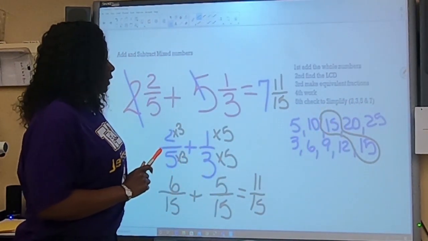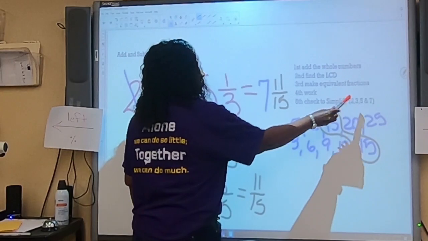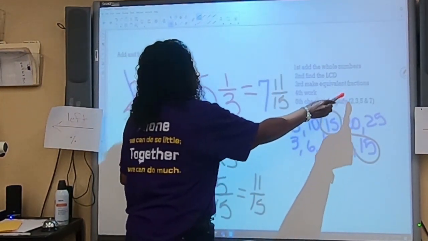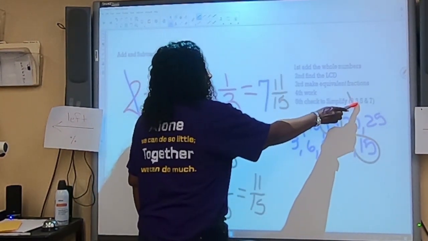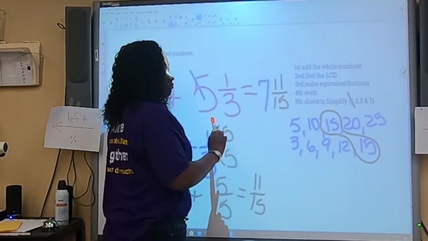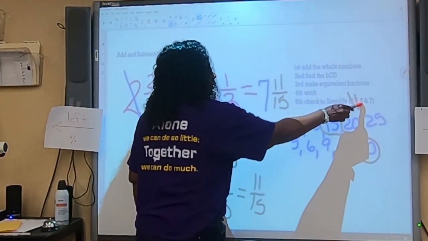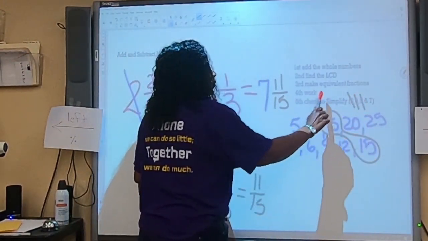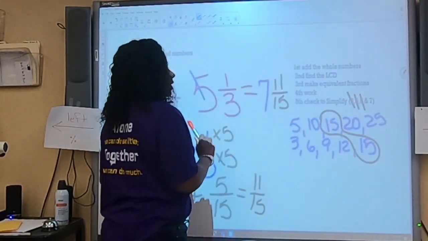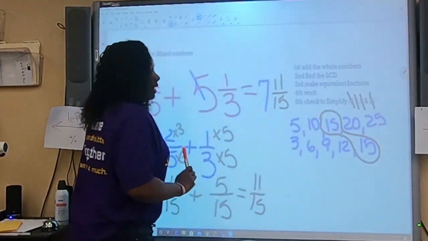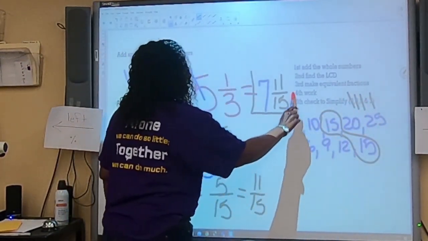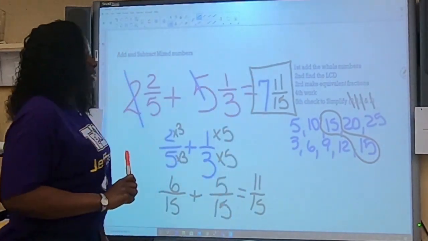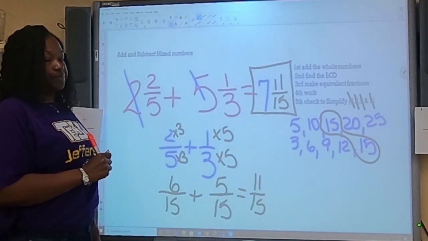So I start with my questions. When I skip count by 2, do I say 11? No. When I skip count by 3, do I say 11? No. When I skip count by 5, do I say 11? No. When I skip count by 7, do I say 11? No. So I cannot simplify, which makes my simplest form answer 7 and 11 fifteenths.